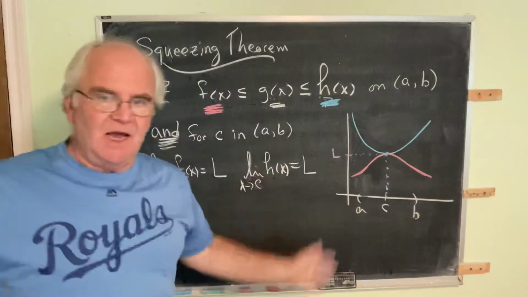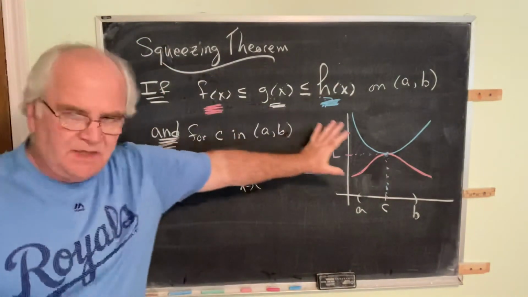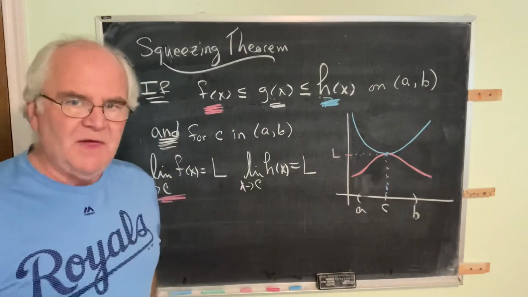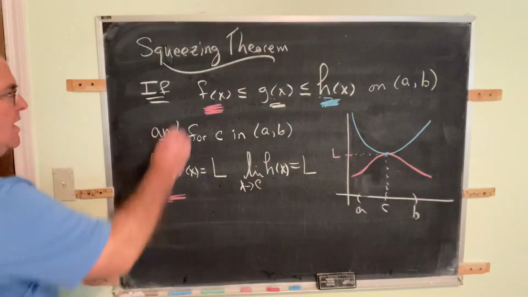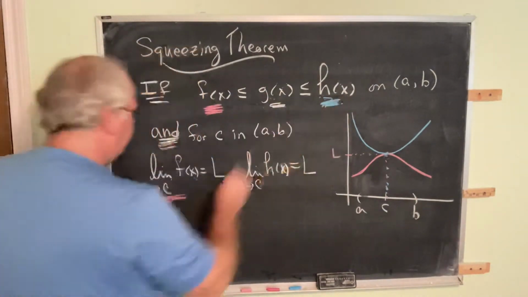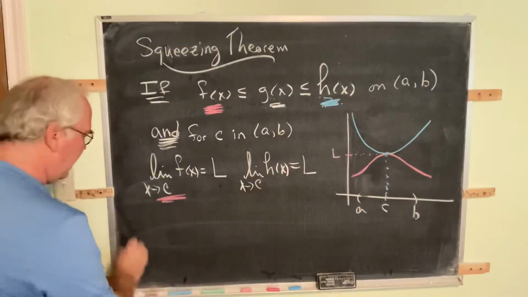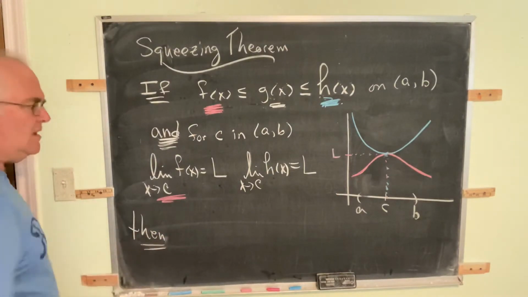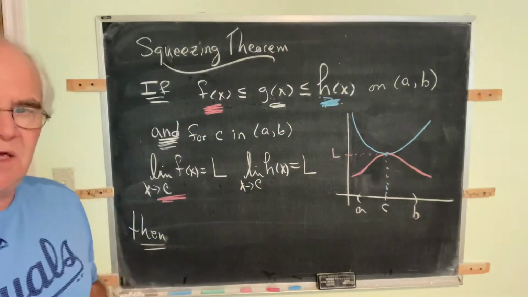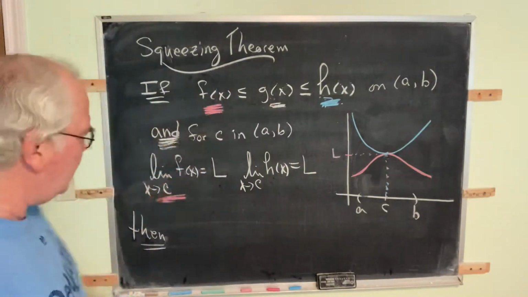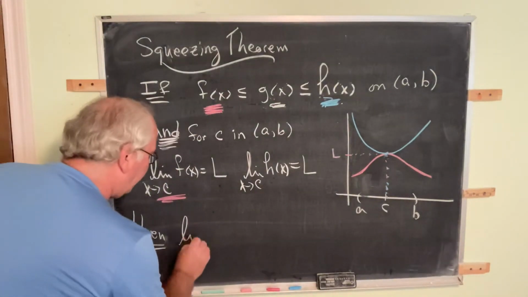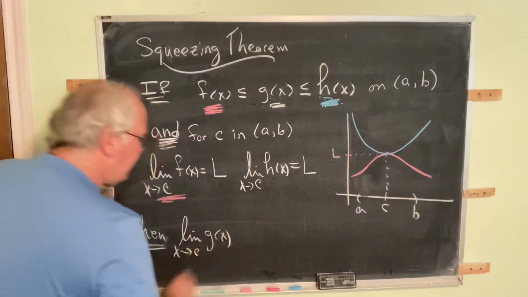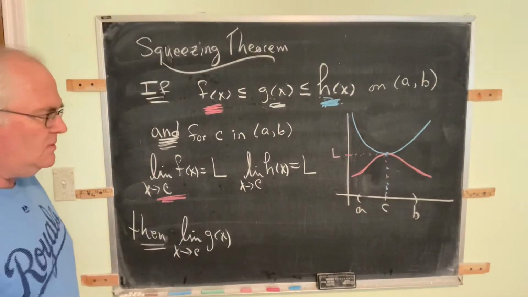I think you're starting to see why this is called the squeezing theorem. Now, this is a great big if. It takes some effort to establish all this stuff is true. But if we have all that established, if g is in the middle, f goes to L, and h goes to L, then is it clear what we may conclude about g? What do we know about the limit as x goes to C of g of x? What must that equal?